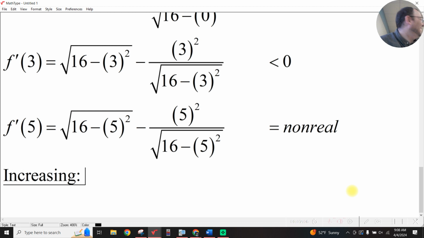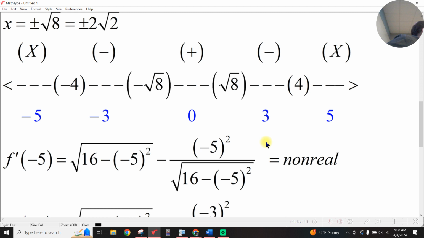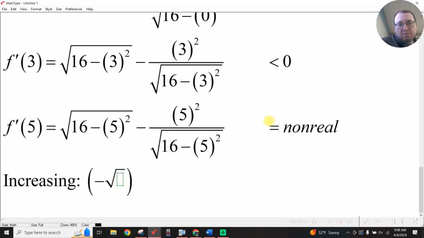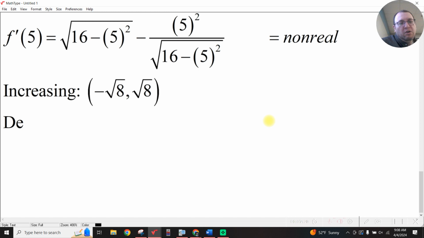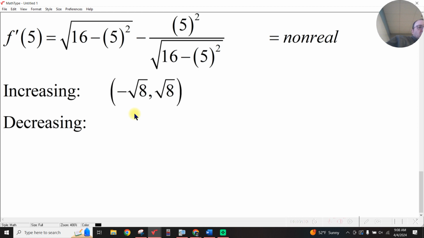So, where's this thing increasing? Yep. Negative square root 8 to positive square root 8. Actually, I was wrong earlier. Technically, you could write this here. Let me know, but I'm good with just square root 8. I don't think the computer program is going to make you simplify that. Let me know if it does.